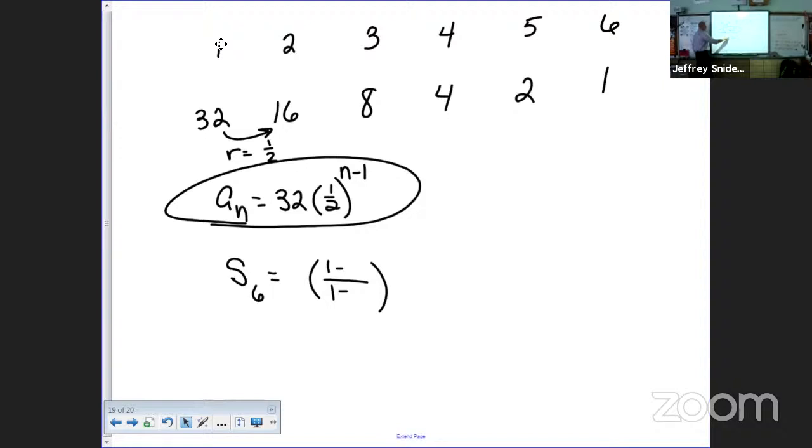Is it the first term? Or is it the number of terms? Yeah, but no, it's 6. It's 6. Oh, okay, so it's 6. What goes in here then?